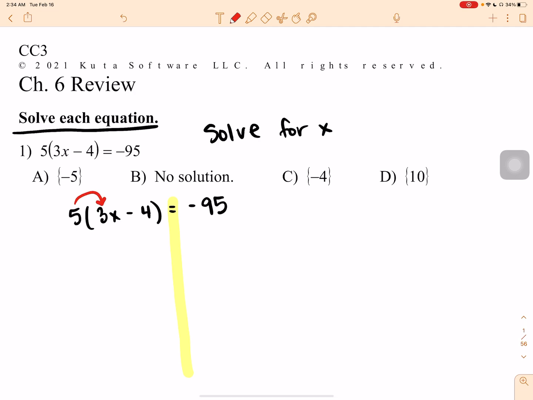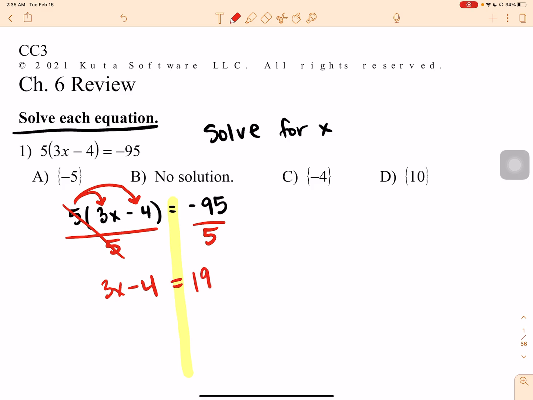So the first step is to distribute this 5. Now, you could have also divided both sides by 5 to undo the 5 on the left. It would look like this. So if I were to instead do that, then I would end up with 3x minus 4 equals negative 19. So that's another way you could do that. You just have to be careful, because some students would divide both of these pieces, but that's not correct, right? This whole entire thing is a product, so you divide it by whatever it's being multiplied by, and then you could also solve it that way.